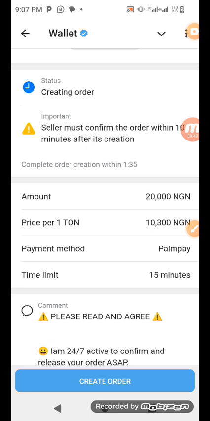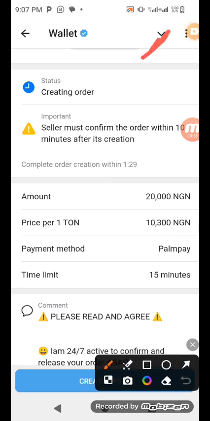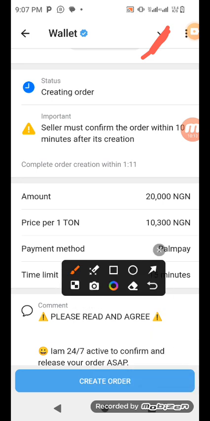I'll be able to see where to make this payment. How will I get it? I click inside this place again and go into my wallet messages. This wallet, you will now see inside messages the account, because the seller has confirmed the order, at that moment the seller's account details will be released inside the wallet message.